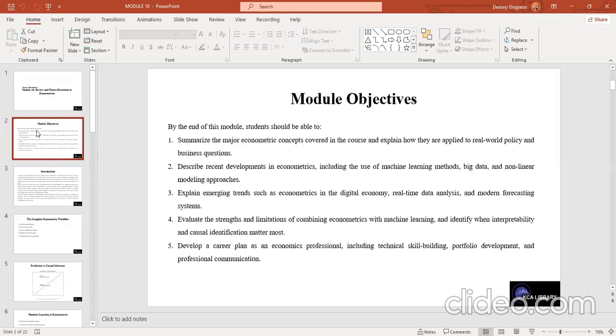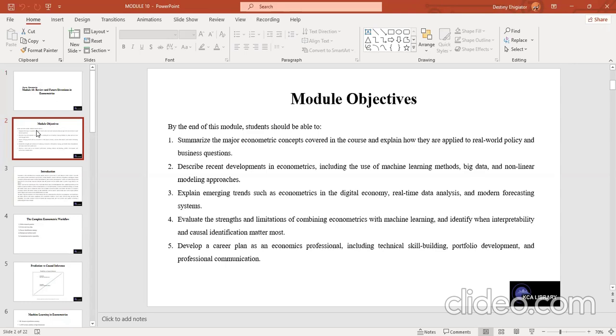By way of module objectives, we'll be looking at summarizing the major econometrics concepts covered in the course and explaining how they apply to real-world policies and business questions. We'll be looking at describing recent developments in econometrics, including the use of machine learning methods, big data, and modern forecasting systems. And we'll also be looking at explaining emerging trends such as econometrics in the digital economy, real-time data analysis, and modern forecasting systems.